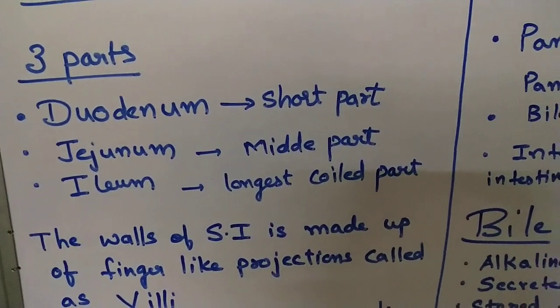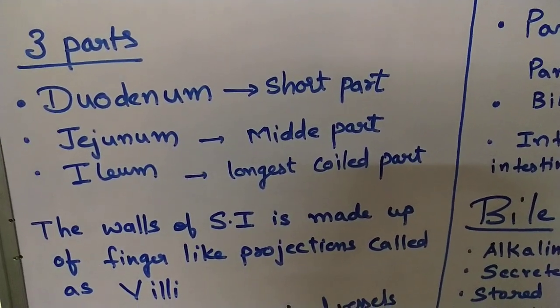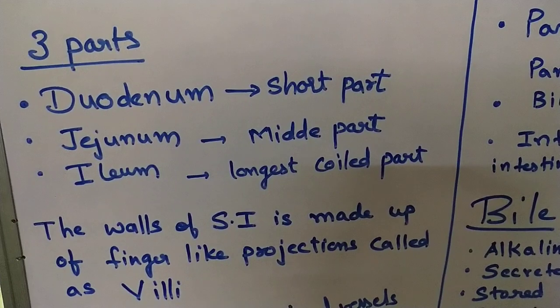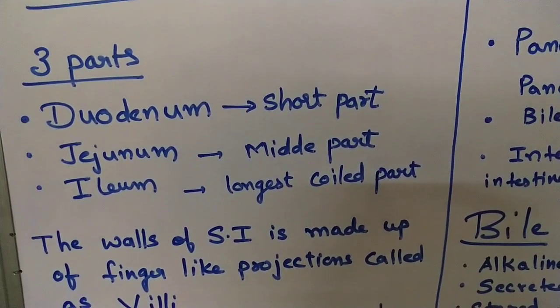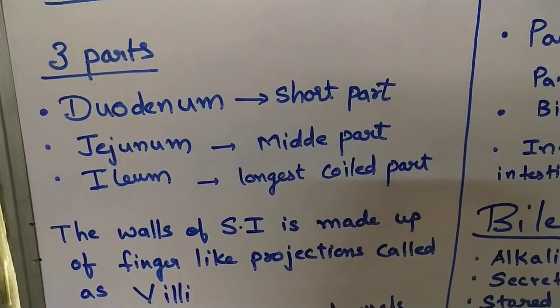You know our alimentary canal is about 9 meters, and out of the 9 meters, 6 meters is the small intestine. So you can imagine how highly coiled the small intestine is.